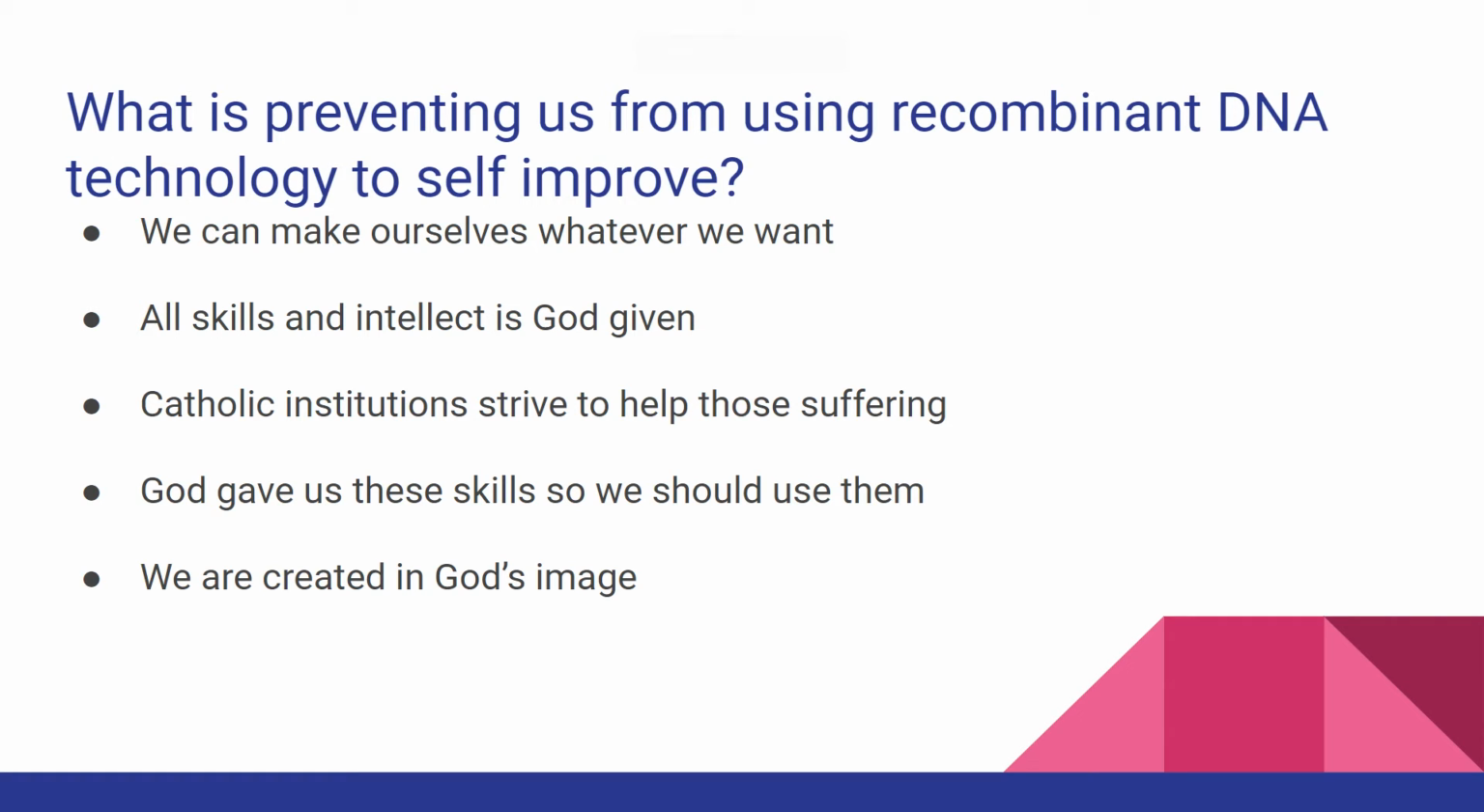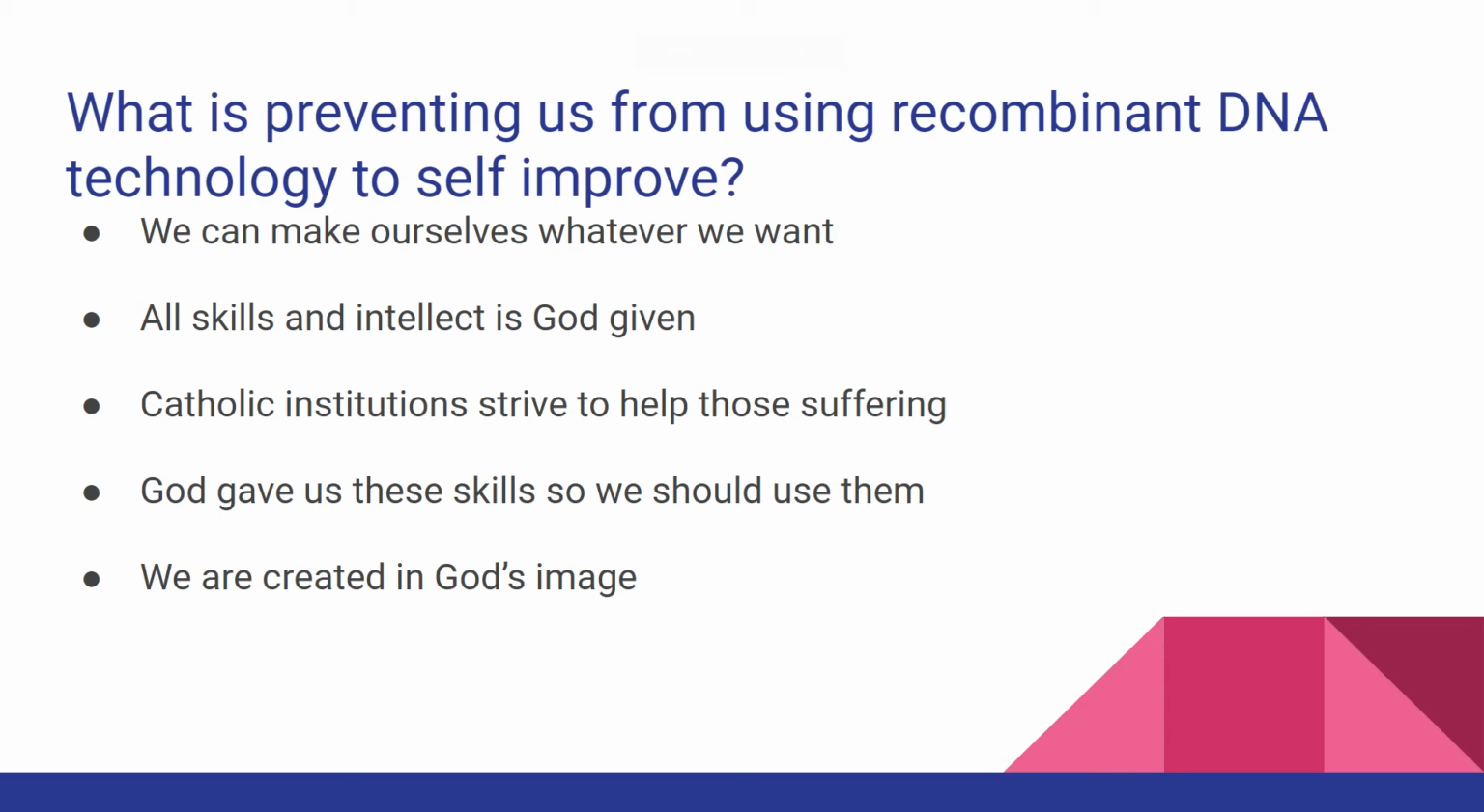So, what is preventing us from using recombinant DNA technology to self-improve? Recombinant DNA technology allows us to genetically modify our makeup, so in theory, we can make ourselves be whatever we want. We could change what we think our imperfections are, so we could create a, quote, perfect self. We could make ourselves smarter, better looking, more athletic.